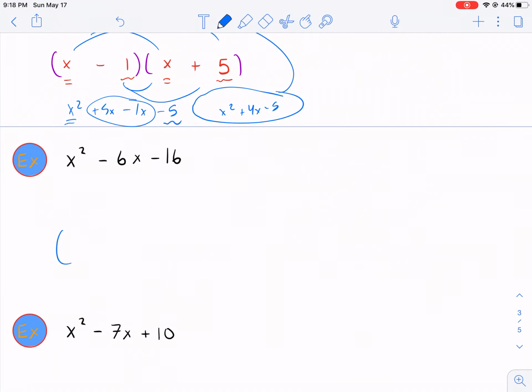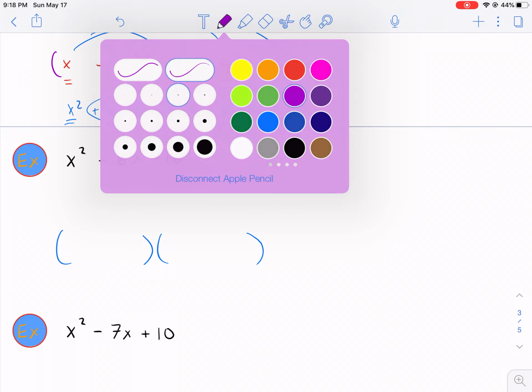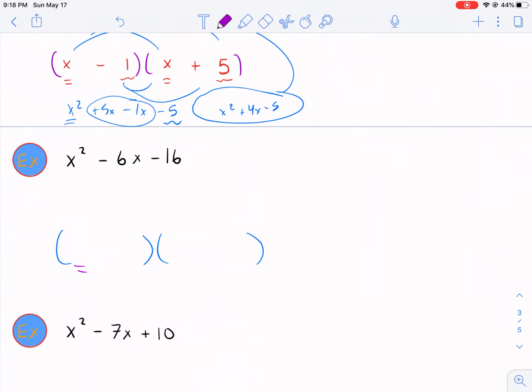Okay, we got 2 more to go, and I don't want to waste too much more of your time. I've already wasted enough. So the first thing we're going to do, now I'm going to go about this a little differently. We can put our first terms first. So we know x times x will give us x squared. Usually this is the easier one. Now there are scenarios where it gets a little bit more complicated, but for now, x times x gives us x squared. That's pretty easy.